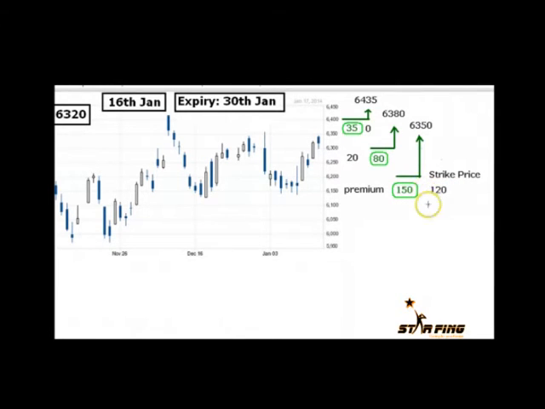So you can see that with this intrinsic value contract, the buyers will lose pretty minimal, but the initial investment will be high. The lot size for Nifty is 50. So when I say if you want to buy the 6200 call option, you will need to pay 50 into 150, the premium. 50 is the lot size. So I would need 7500 rupees to buy this.